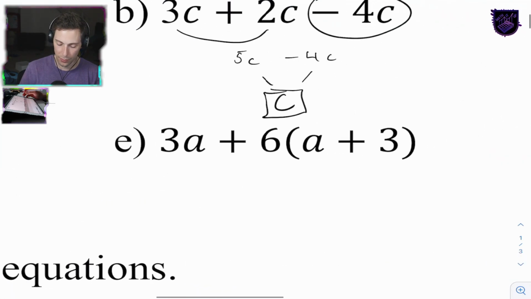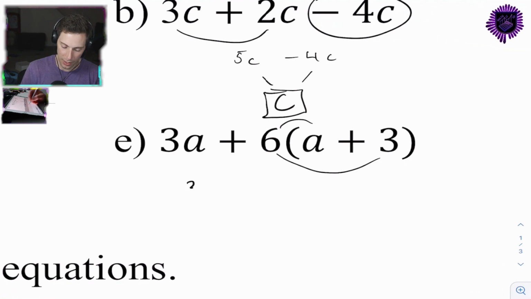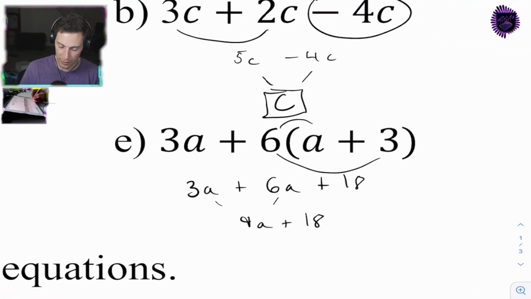All right, so distribute and then combine like terms. In this case, 3a, we'll write that down here, plus 6a plus 18, and then we can combine those two a's for 9a plus 18 as our answer.